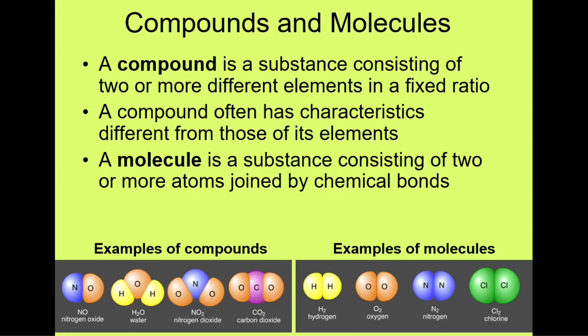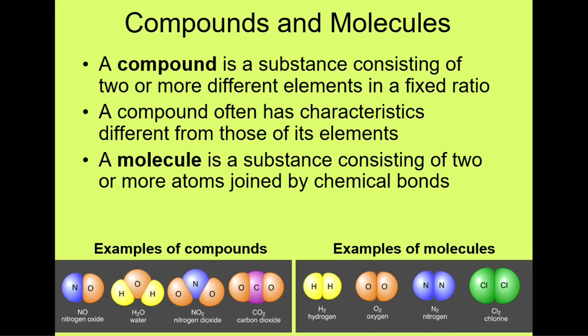So the other term that I mentioned just now is molecules. A molecule is a substance that we get from joining two or more atoms by chemical bonds. The main difference between a molecule and a compound is that a molecule can be made up of atoms of the same element. So if we look at examples of molecules down on the right hand side there, we can see H2, which is atmospheric hydrogen or molecular hydrogen, which is just two hydrogen atoms joined together.